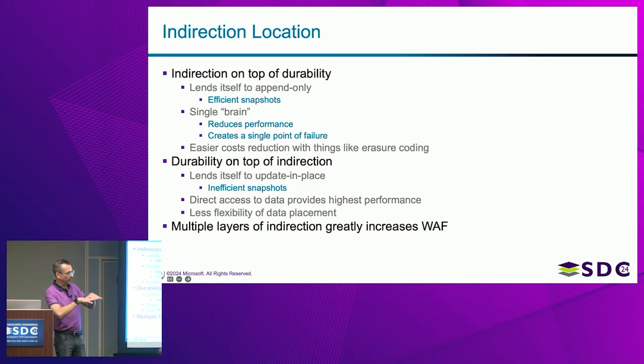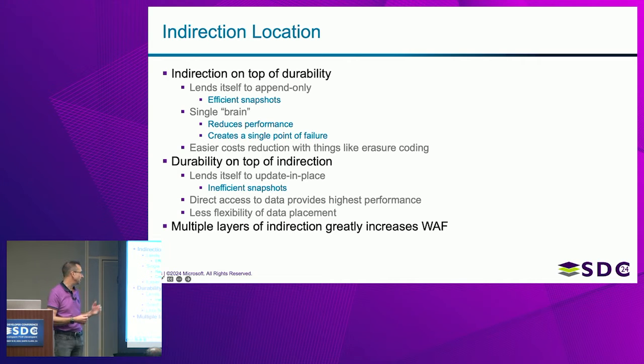Because of the fact that we're abstracting how the data is actually stored, it does make it easier for us to do things like erasure coding, because we can move things around underneath the system from the client's view. On the other one, where we have durability on top of indirection, that's our update in place system, lends itself to that. It's inefficient snapshots, quite frankly, right? Like when you go to take a snapshot, you have all this data stored, and you're like, well, but I update it in place, so I actually have to go put that data somewhere else.